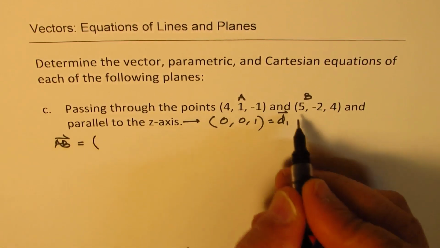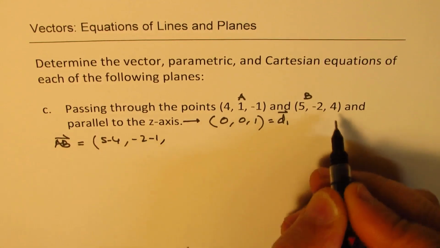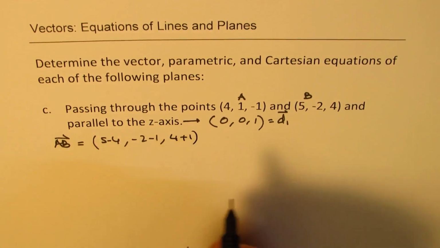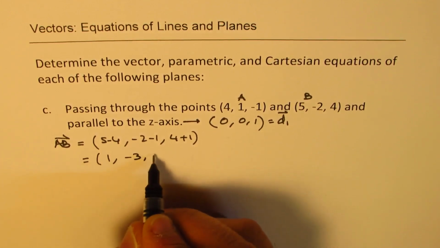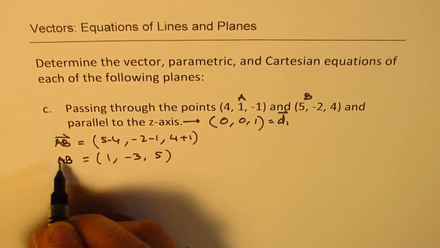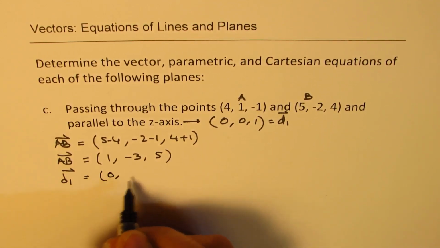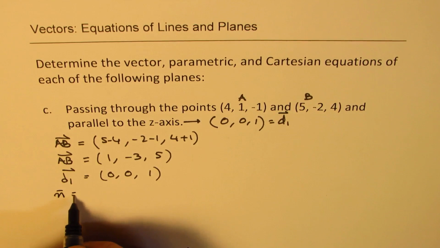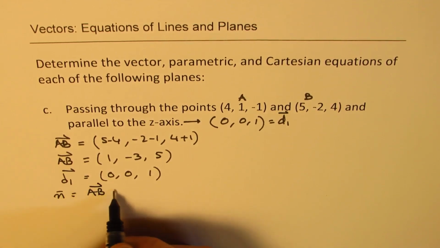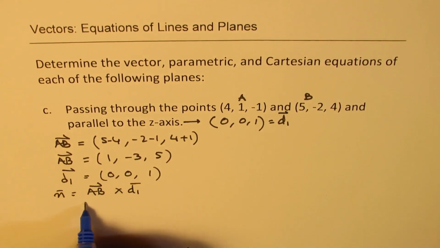A to B will be what? 5 minus 4, minus 2 minus 1, and then 4 minus (-1), which becomes plus 1. So that is basically 5 minus 4 is 1, this is -3, and that is 5. So we get a direction vector AB, correct? We already know that z-axis means the direction is (0, 0, 1). So once you get two direction vectors, we can find the normal, and the normal will be the cross product between these two direction vectors. Clear?